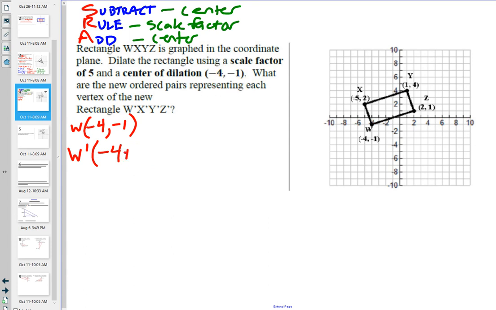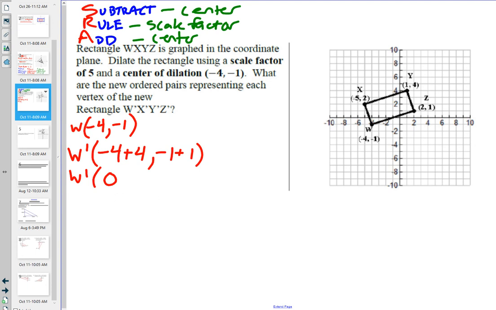So -4 plus 4. And then the y that I'm starting off at is -1. But then I'm supposed to subtract the -1, so that's +1. What do I end up with after the S part of SRA? What is -4 plus 4? 0.